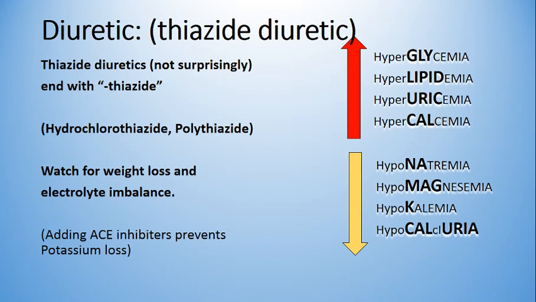Hyperglycemia, watch out with your diabetics. Hyperlipidemia, if they already have hyperlipidemia, this is going to make it worse. And hyperuricemia, if they have gout, this may cause problems for them.